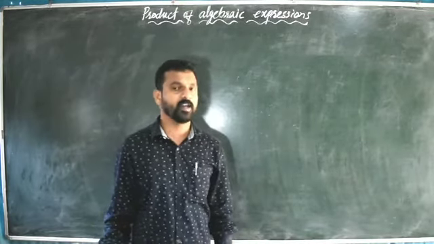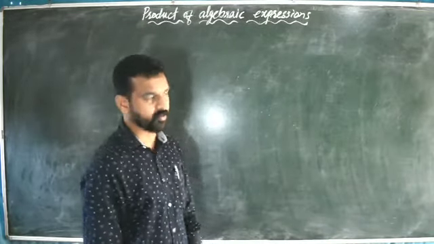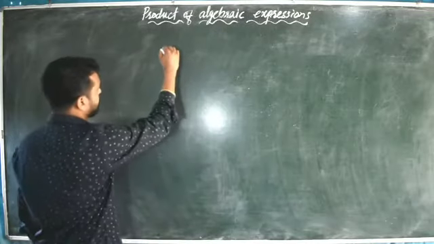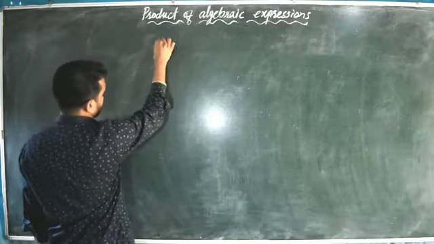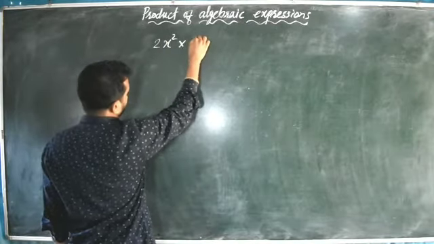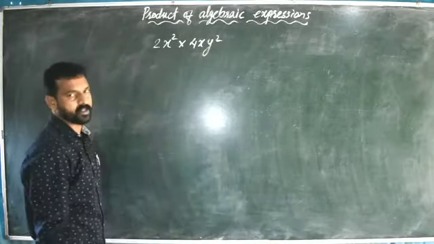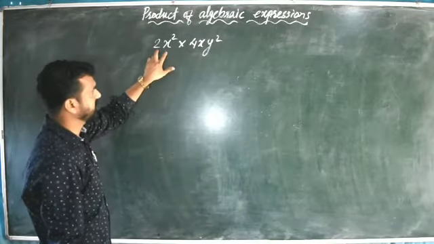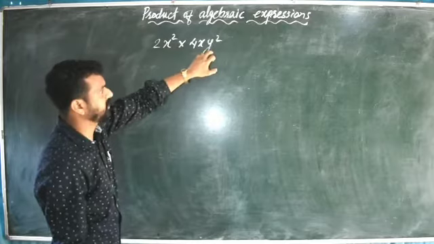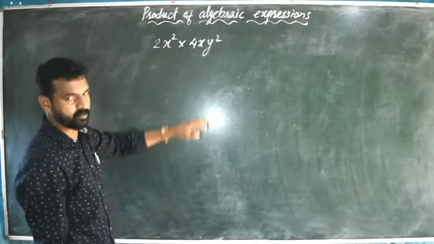What is a monomial? An algebraic expression consisting of only one term is called a monomial. How can we multiply two monomials? Suppose we want to multiply two monomials: 2x square into 4xy square. 2x square is a monomial. 4xy square is also a monomial. We want to multiply these two monomials.